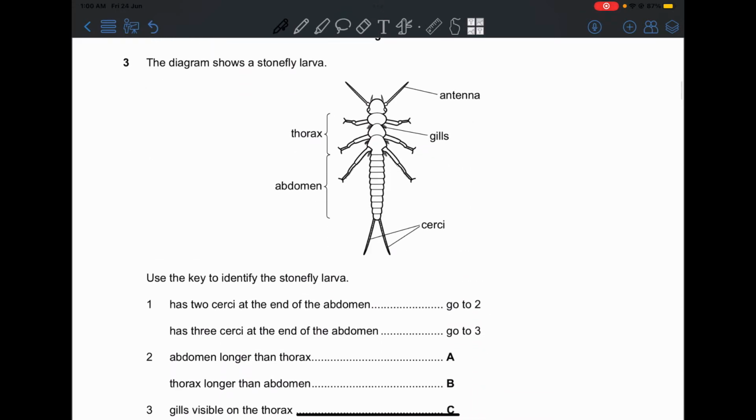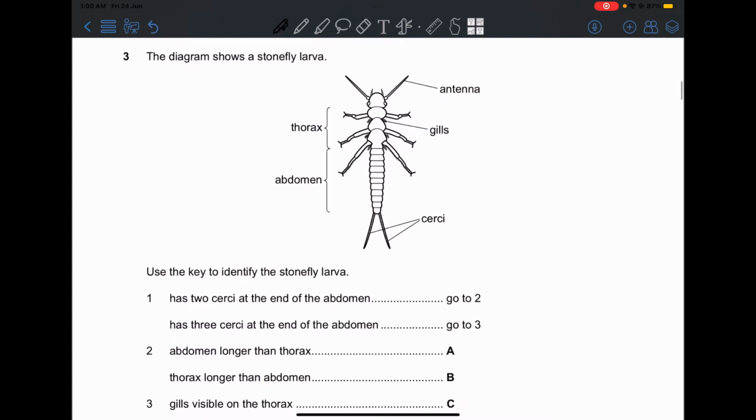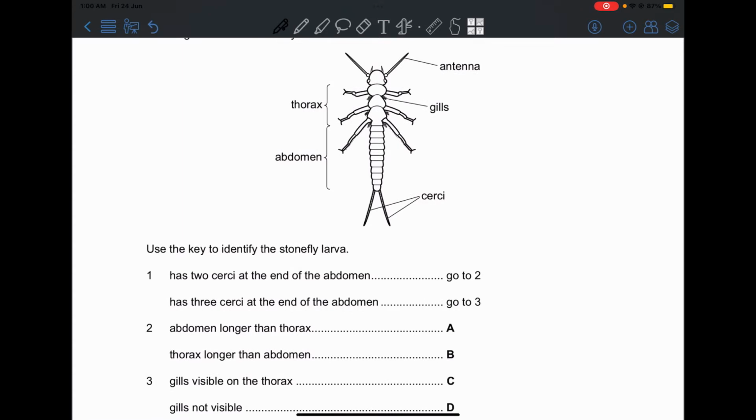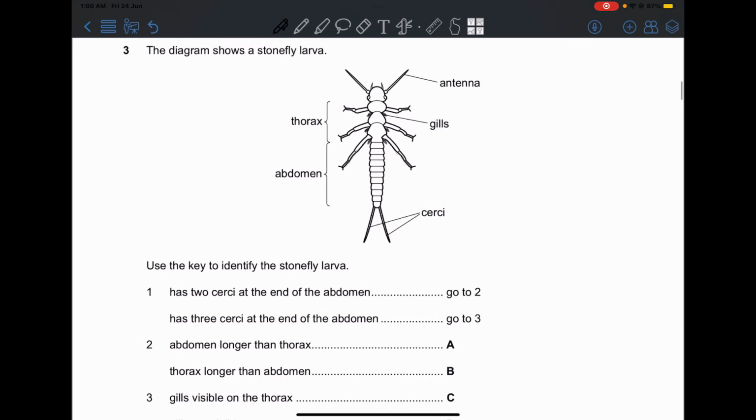Number 3, the diagram shows a stonefly larva. Use the key to identify the stonefly larva. Now, number 1 says has 2 cerci at the end of the abdomen. Now, over here, this is the cerci, and this is the abdomen, this part until over here, and this is the thorax and the antenna and the gills, of course. So they say that it has 2 cerci at the end of the abdomen. This is actually correct, as we can see that there is one, and there's another one over here. So we're going to go to 2.